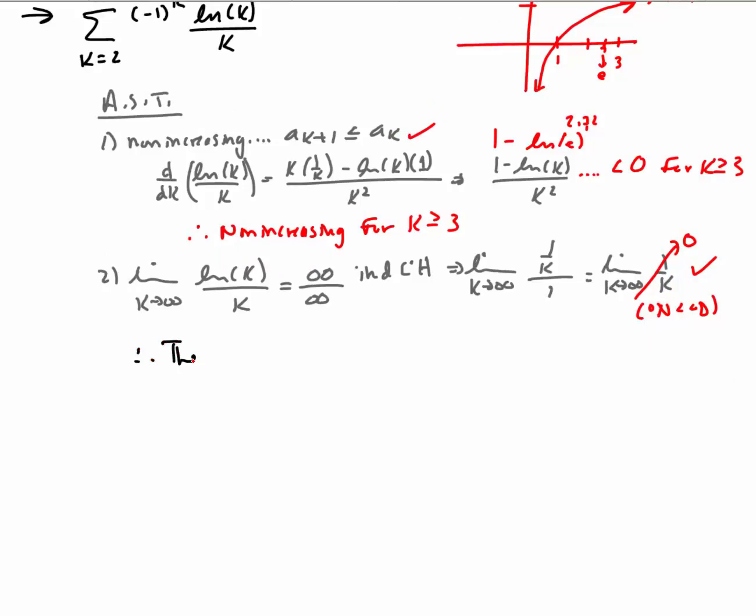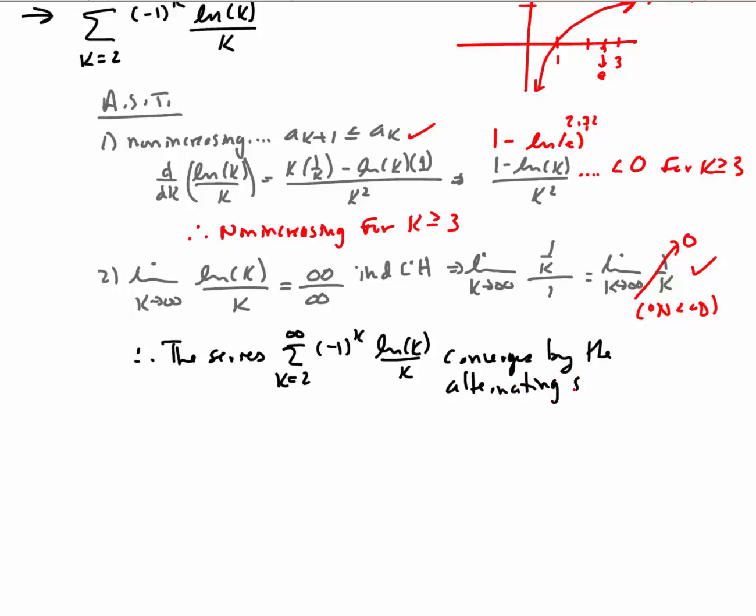Therefore, the series, and again this started at k equal 2 to infinity, negative 1 to the k, natural log of k over k, converges by the alternating series test. So again, name the test, show the criteria for the test, show how the series that you're looking at either meets or does not meet the criteria, and draw a conclusion. If the conclusion is, I don't know, you have to try another test. If the conclusion is converge, you're done, diverge, you're done.